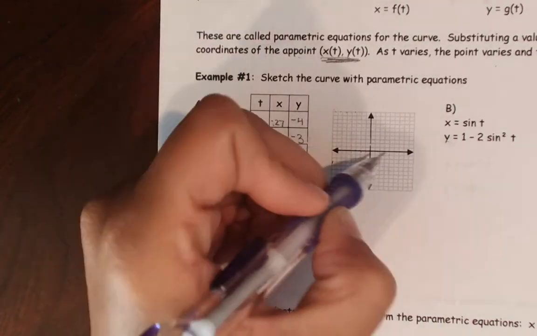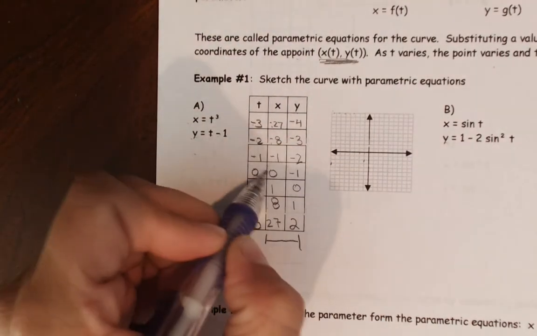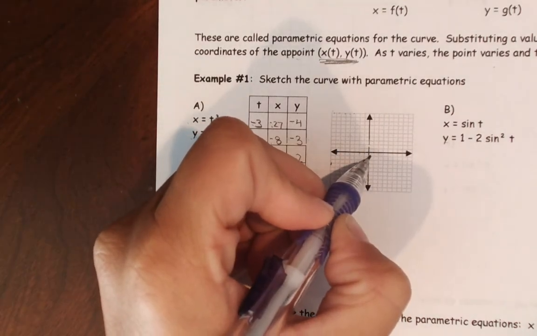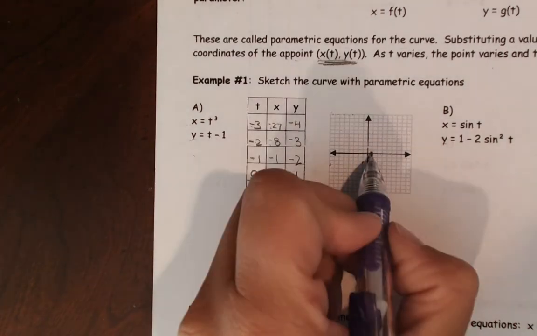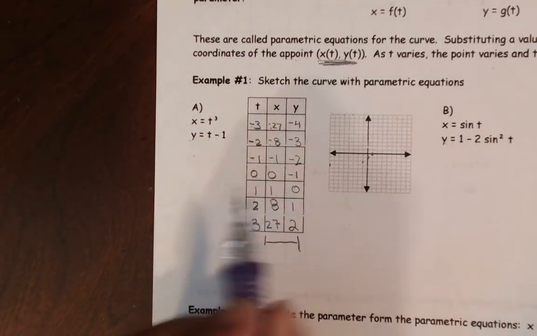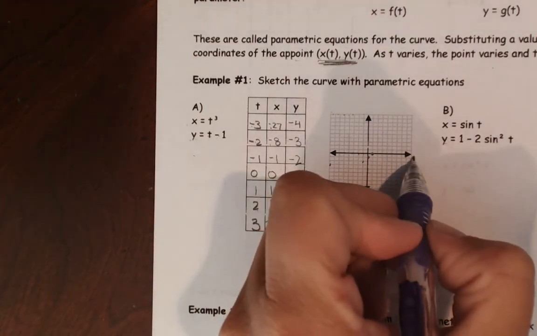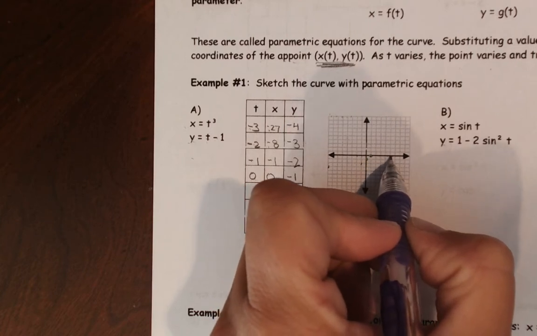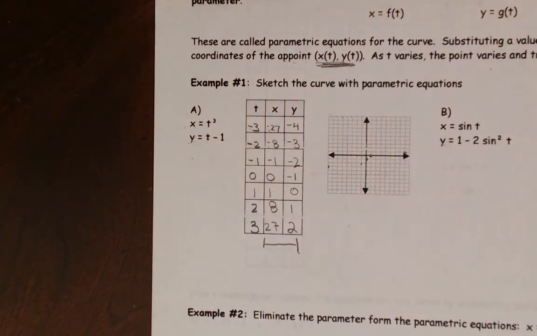At x equals -1, y is at -2. At x equals 0, y is at -1. At x equals 1, y is at 0. At x equals 8, y is at 1. Let's see, 1, 2, 3, 4, 5, 6. Y is at 1. Okay. And I'm going to connect my dots.